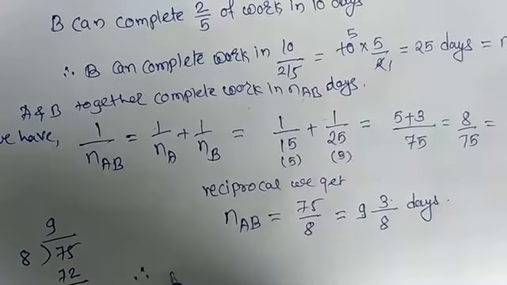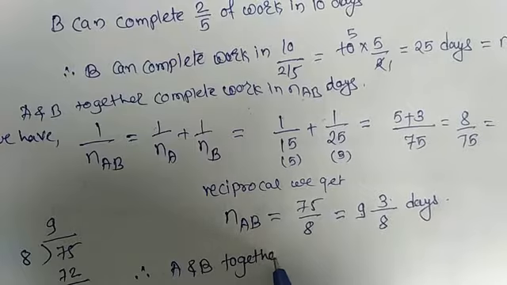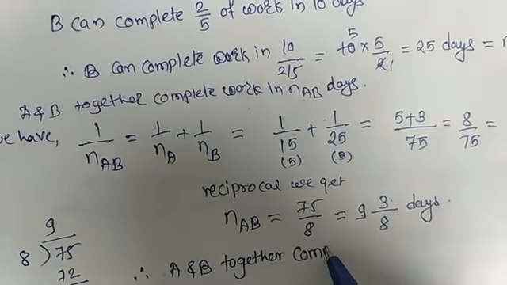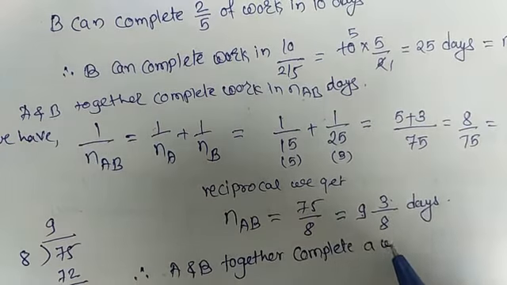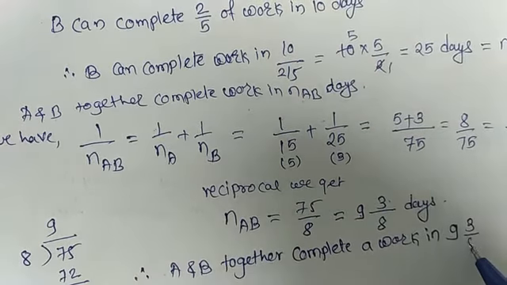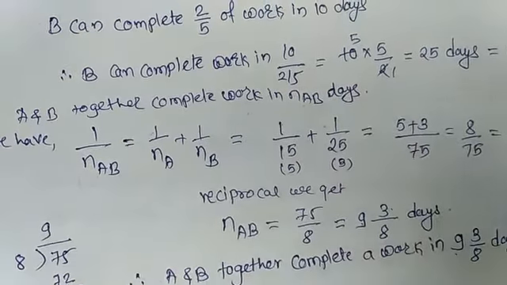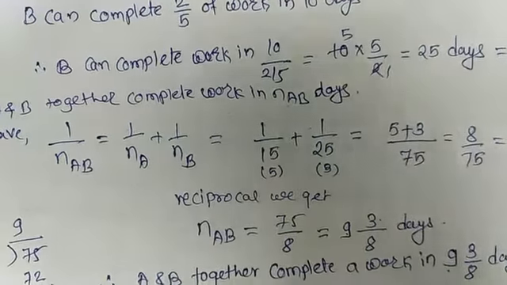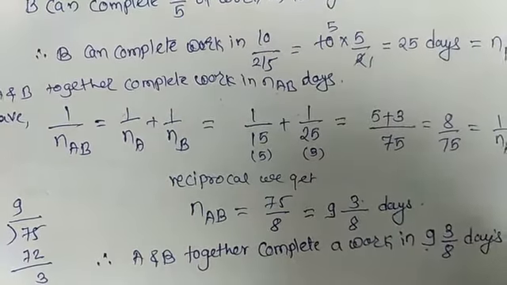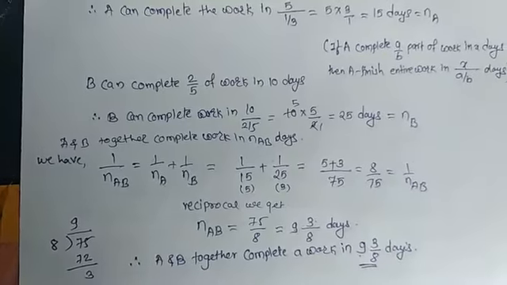So you can say that A and B together complete the work in 9 and 3 upon 8 days. That means 9 days and 3 upon 8 of a day. So this is our required answer.